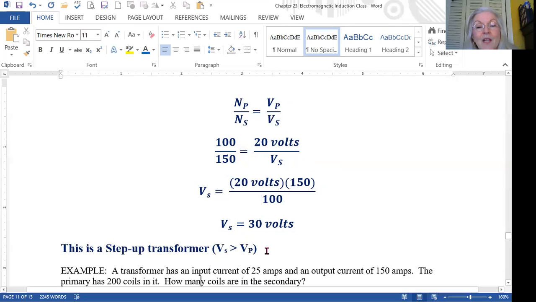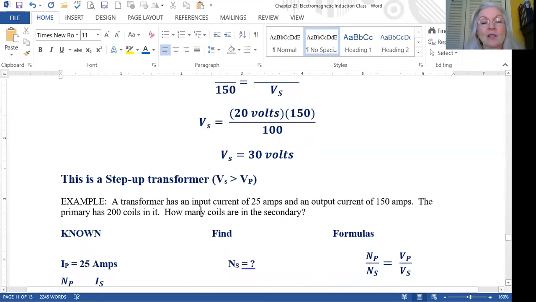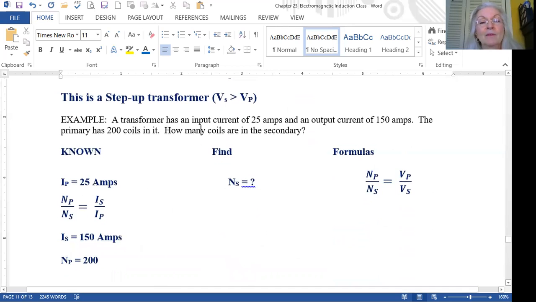Because the output voltage is greater than the input, V secondary was 30, V primary was only 20. This is a step up transformer. So let's look at a second example.